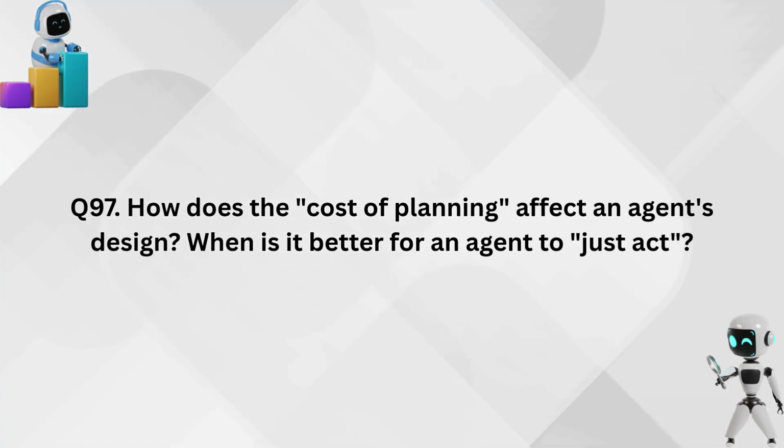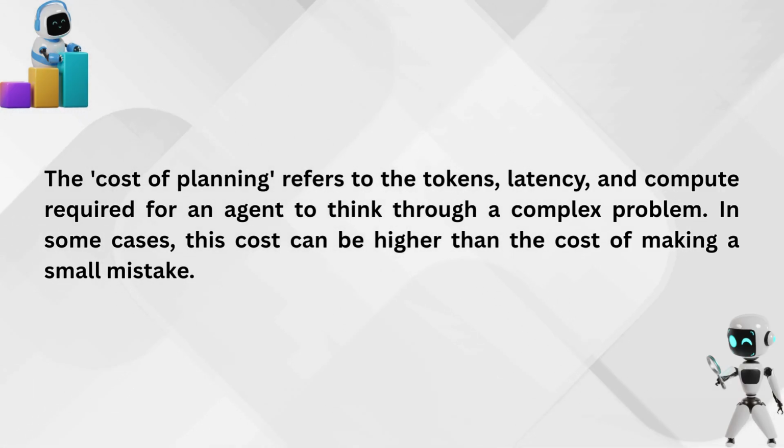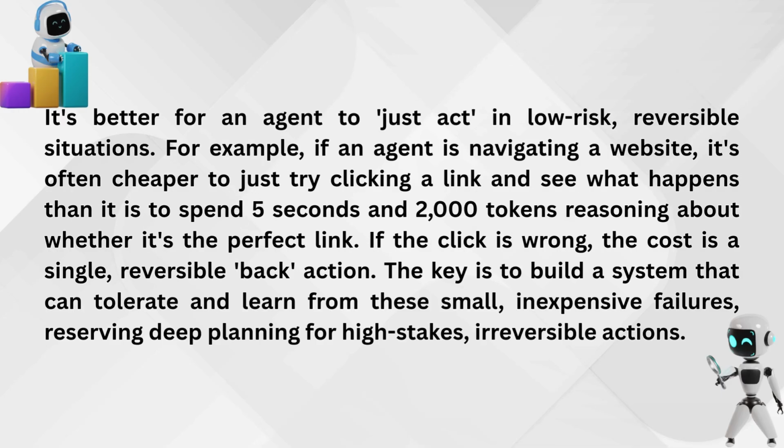How does the cost of planning affect an agent's design? When is it better for an agent to just act? The cost of planning refers to the tokens, latency, and compute required for an agent to think through a complex problem. In some cases, this cost can be higher than the cost of making a small mistake. It's better for an agent to just act in low-risk, reversible situations.